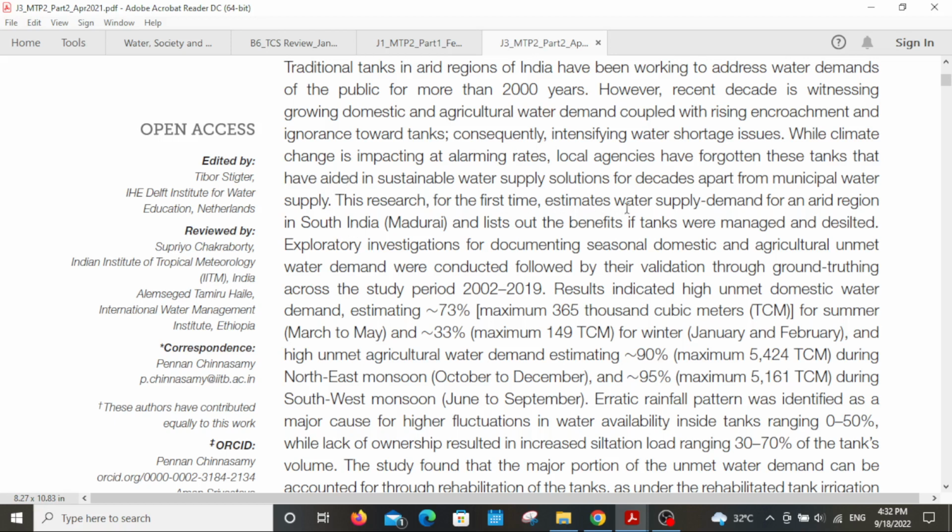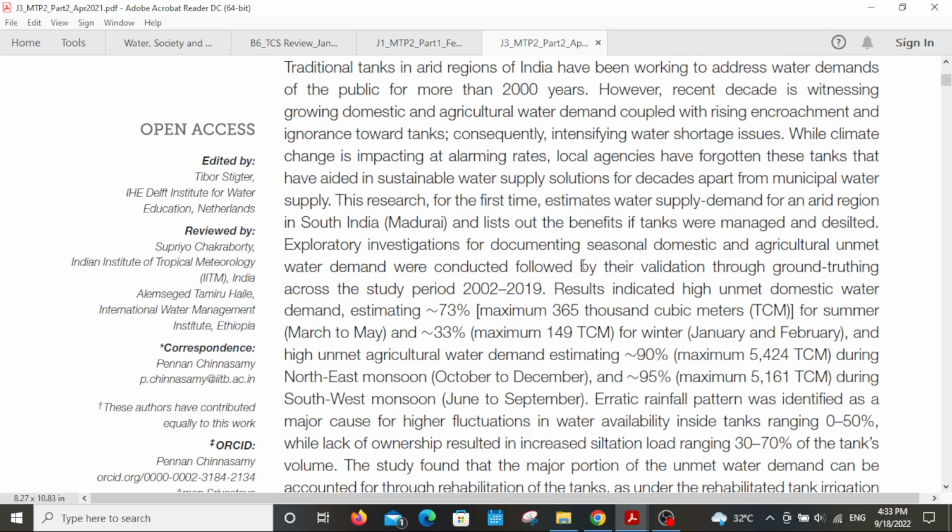This research, for the first time, estimates water supply demand for an arid region of South India, Madurai, and lists out benefits if tanks were managed and desilted. So you can see here that the primary focus of this manuscript is towards water supply demand, while the focus of the previous paper was on the water balance approach or water budget aspects, in the form of how much water is available as storage and how much water is unavailable, and maybe contributing as surface runoff, evaporation, evapotranspiration, etc.